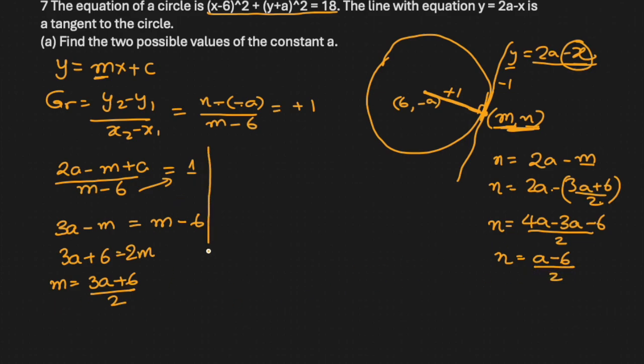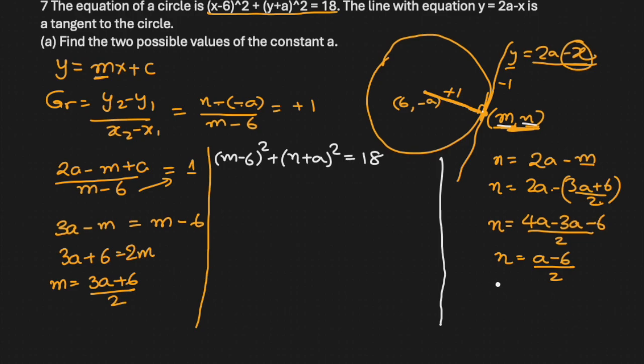And the purpose is that we've been given the equation of the circle here. And this m and n, this point is also on the circle. So I can substitute m and n in this equation also. X minus 6 is squared, so it will become m minus 6 squared plus y plus a, where y is n in this case, plus a squared equal to 18. And now we have m and n both in terms of a.